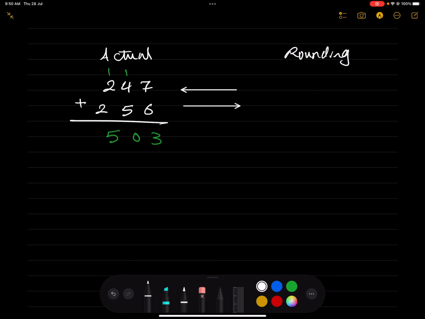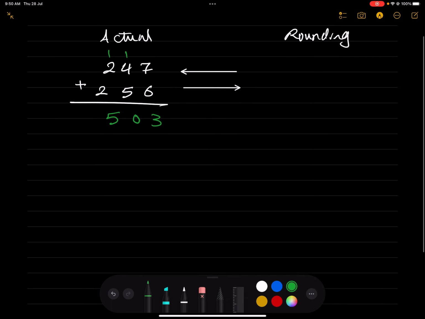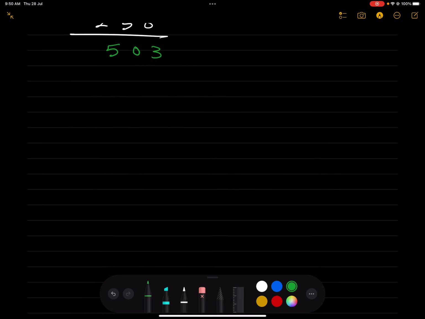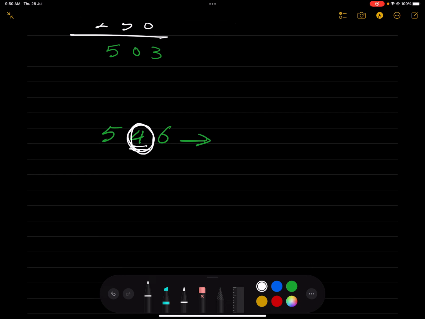So if you want to round to the nearest 100, you have to focus on the previous digit of 100. The previous digit of 100 will be the tens. Let me give you an example. If we have 546, and you want to round to the nearest 100, you have to focus on the previous digit of 100. It will be tens. If you get 4 or less, it means that you have to round down in all cases.